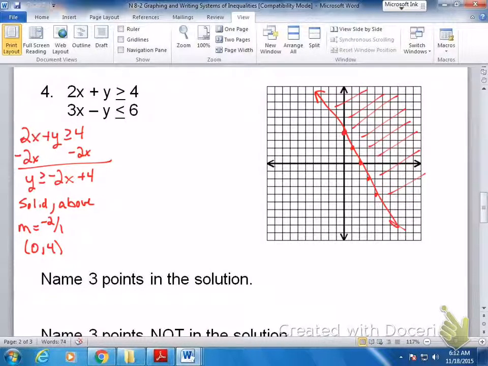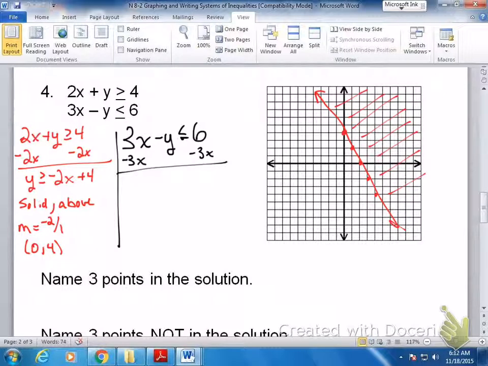Let's go ahead and fix the other equation. Now we have 3x minus y is less than or equal to 6. So let's go ahead and move our x's again, minus 3x. So now I have negative y is less than or equal to negative 3x plus 6. But I have a negative on my y, so I divide everything by negative 1. And just like on the last one, when you divide or multiply a negative over an inequality, it's going to flip. So I'm going to have positive y is greater than or equal to positive 3x minus 6.